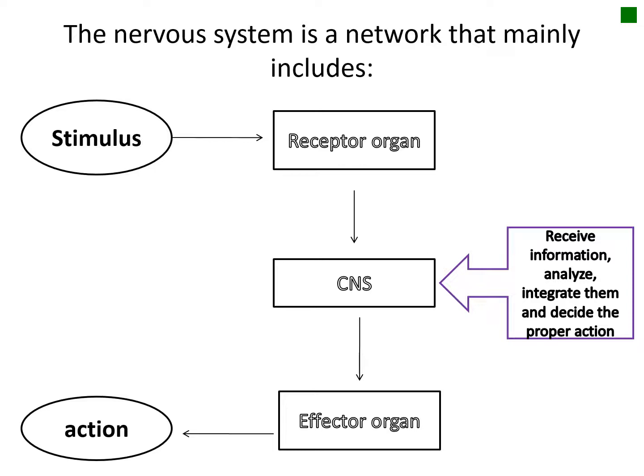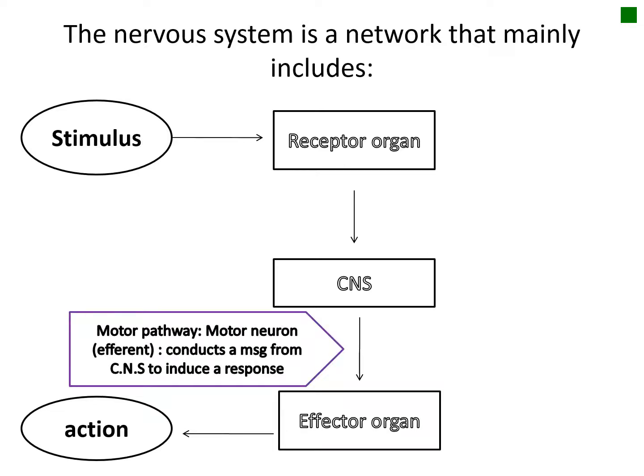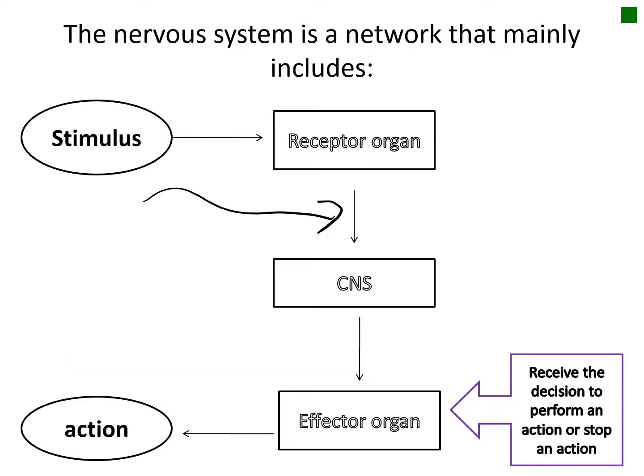Central nervous system, the main function is to receive the information, to analyze it, to integrate it, and to decide the proper action. Between the central nervous system and the effector organ, this other type of neuron is called the motor neuron. It's called efferent, starting with the letter E, while the sensory neuron is afferent. So the motor neurons are always related to the action. They conduct a message from the central nervous system to induce a response by the effector organ, which has the role to receive the decision and to get the proper action, or even to stop this action or to stop the decision.